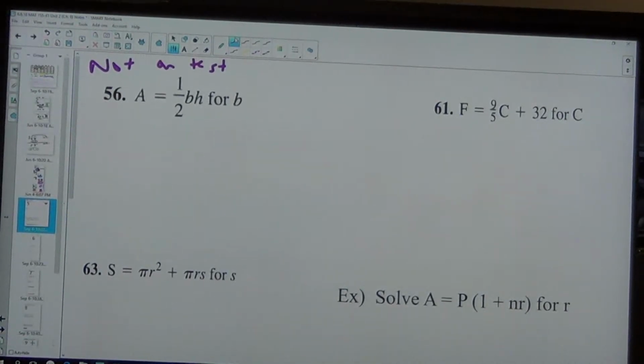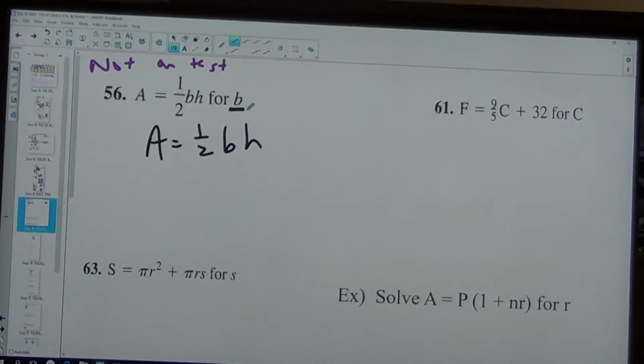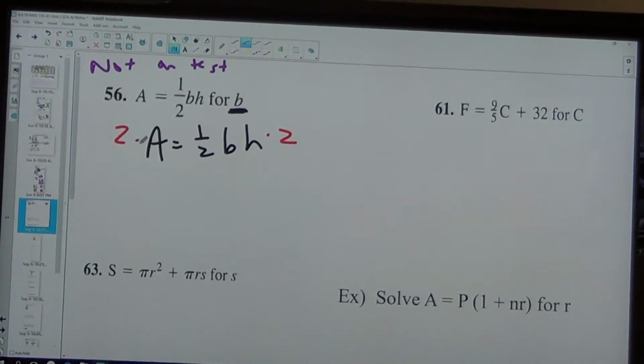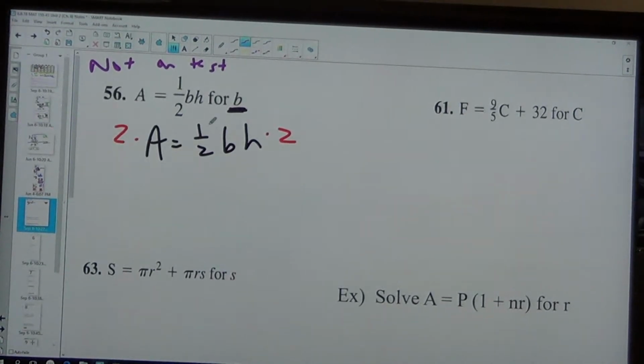So for this next problem, A equals 1/2 BH. We need to solve it for B. So what's the first thing that we're going to do? You want to get rid of that 1/2. So how are we going to get rid of the 1/2? 2 times A. We're going to multiply both sides by 2. That gets rid of my fraction. Then you want to divide. So what do I write down that I'm left with? 2A equals BH. What do I divide by? H. We divide by the H.